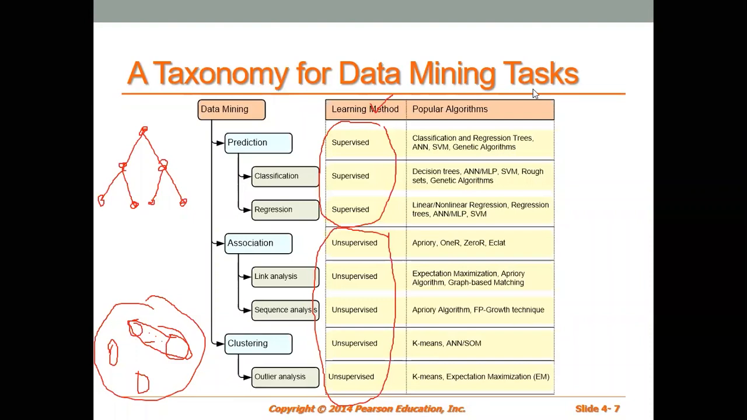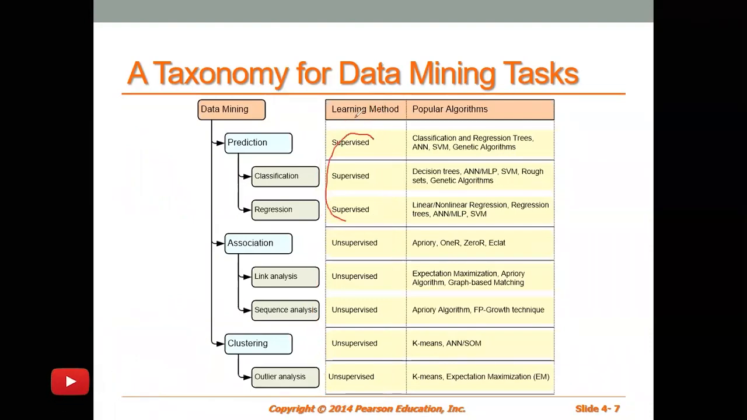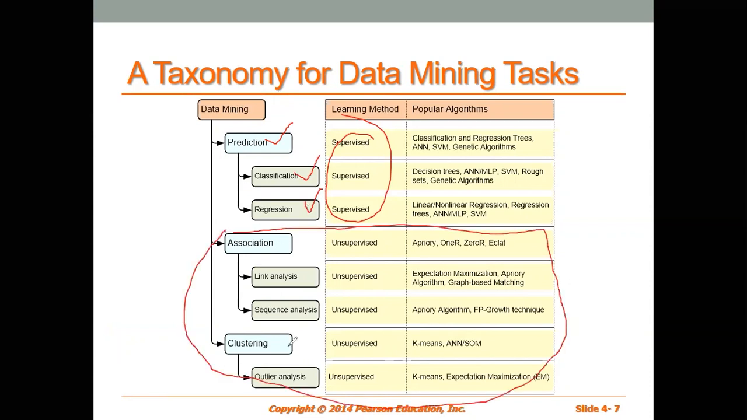So now if you see over here, in the supervised learning, what are the data mining algorithms we have? We have prediction, we have classification and regression. These are the important ones in this. Rest are what? Rest are unsupervised, right? So you don't need to learn those. If you know this one, the rest will be unsupervised.